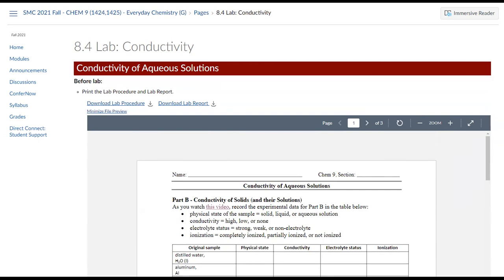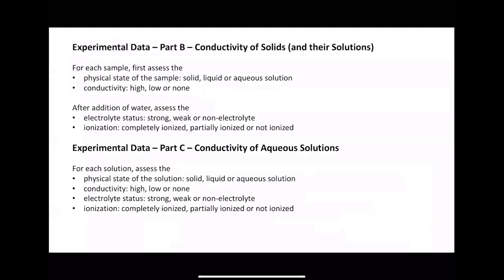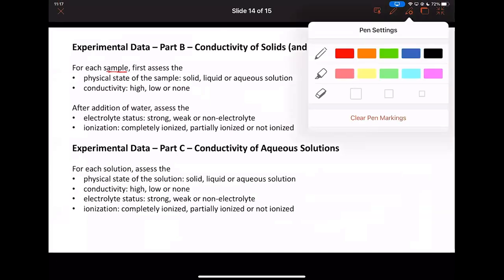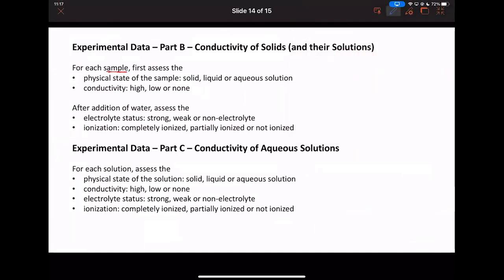So what you have in part B, and this is also going to be similar for part C, is you have different samples, and you're going to want to pause the video and make sure you record what you see. When you're looking at the physical state, it means it's either a solid or a liquid or an aqueous solution. An aqueous solution means that it looks like liquid, but you know there's something dissolved in it. So that compound can either be an ionic compound or a polar compound that's dissolved in it.